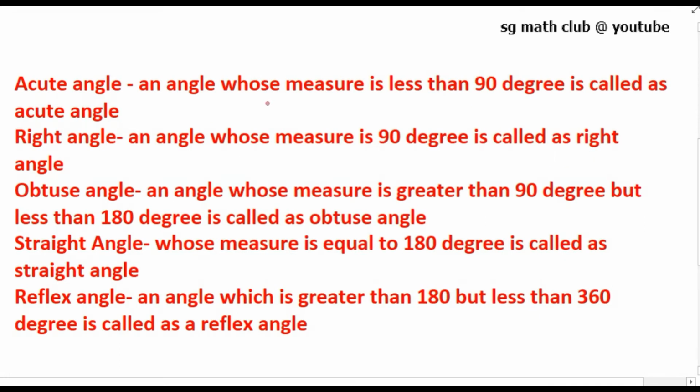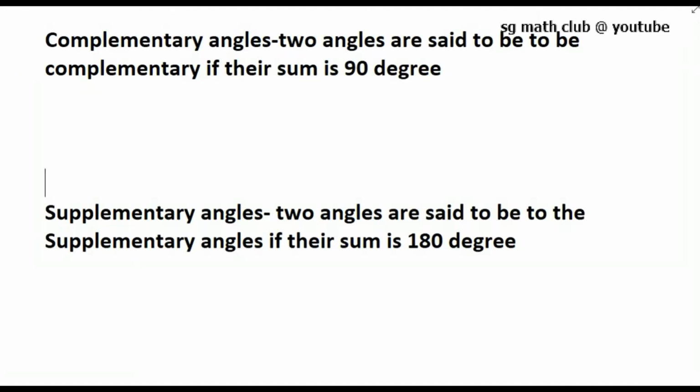So acute angle means an angle whose measure is less than 90 degrees. Right angle means an angle whose measure is 90 degrees. Obtuse angle means an angle whose measure is greater than 90 degrees but less than 180 degrees. Straight angle means an angle whose measure is equal to 180 degrees. And reflex angle means an angle which is greater than 180 but less than 360 degrees.